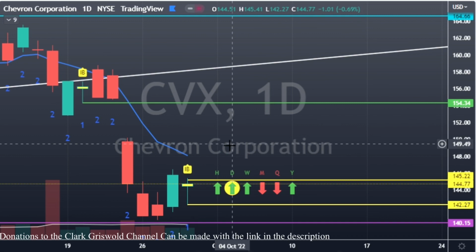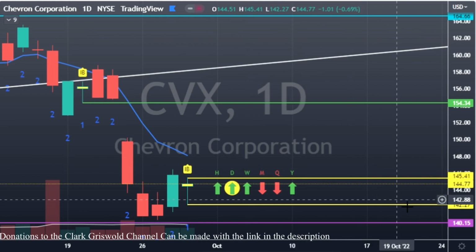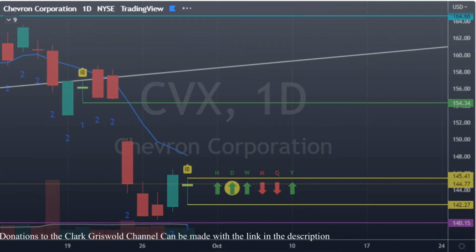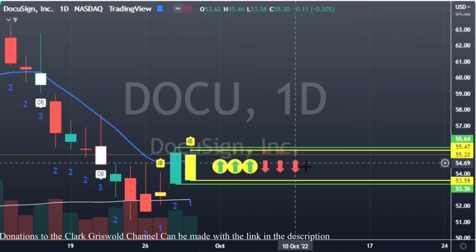CVX, inside bar, hammer candle, calls. Let's move that up. Calls at 145.41, puts at 142.27. DocuSign, inside bar, but it's fat. The magnitude sucks on it.